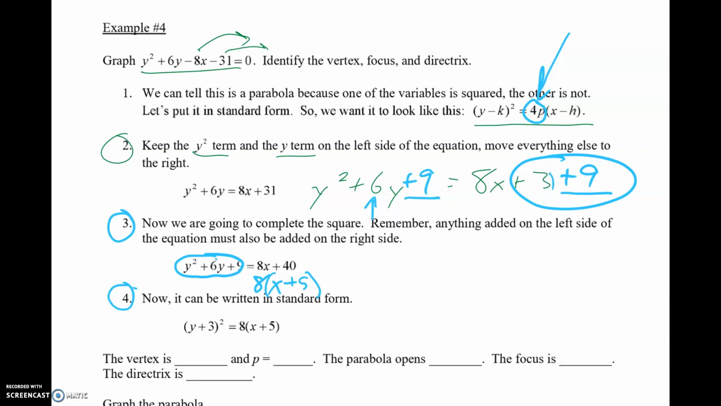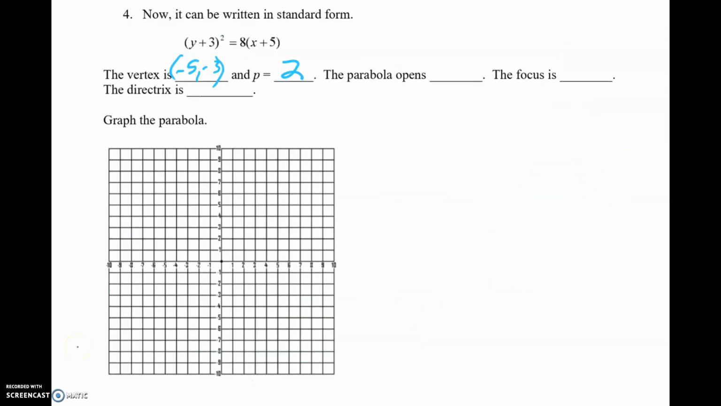The vertex is (h, k). Remember, the h is with the x, and this is x minus h, so that's -5, -3. Now 4p is 8. Remember, that's 4p, so 4p equals 8. We divide by 4 on both sides, and we get that p is 2. Now we're going to use the graph to figure out the rest. The parabola opens either up, down, left, or right. Since y is squared and p is positive: remember, when y is squared, it either opens right or left. P is positive, so it opens to the right.